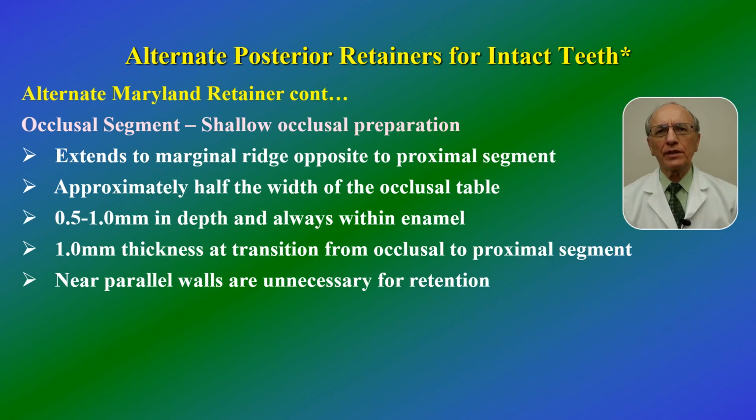The occlusal segment is a shallow occlusal preparation which extends to the marginal ridge opposite the proximal segment and should extend facial-lingually approximately half the distance between the central groove and cusp tips. It should be 0.5 to 1 millimeter in depth and always within enamel. It should be 1 millimeter in thickness at the transition from occlusal to proximal segment. And near parallel walls are unnecessary for retention.